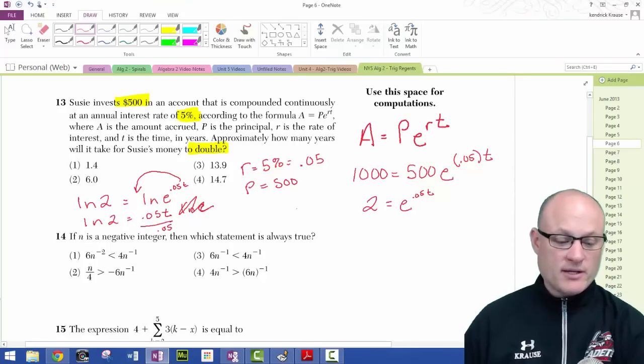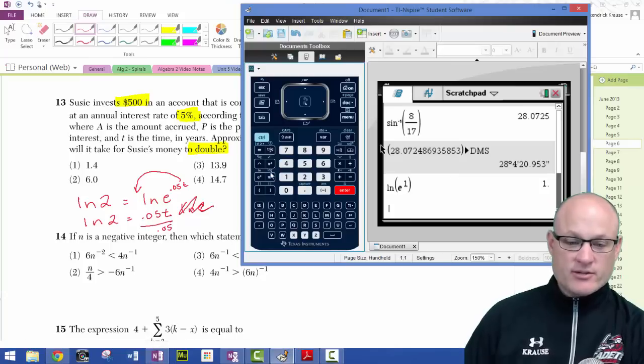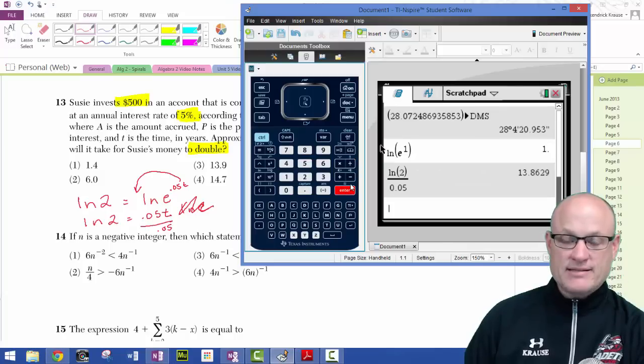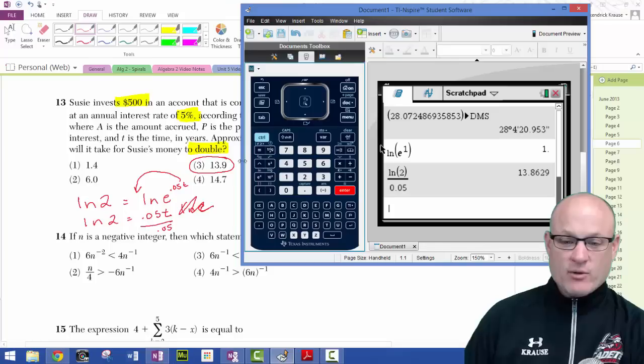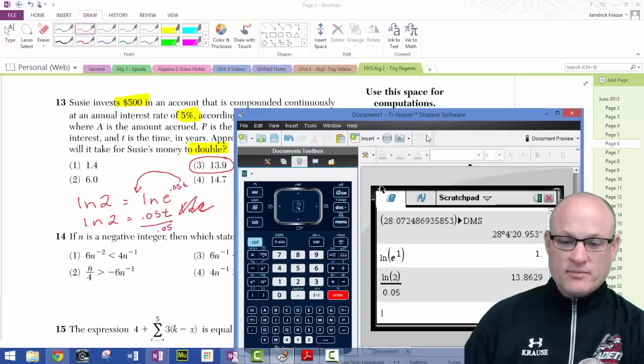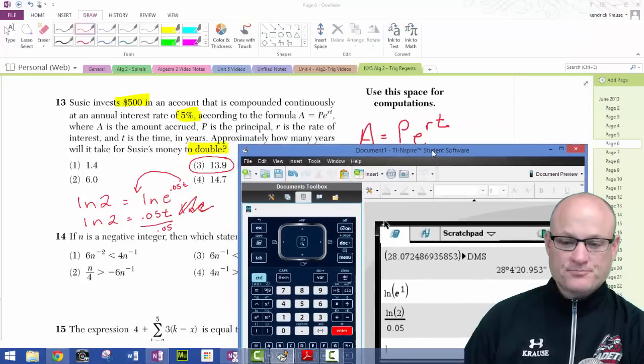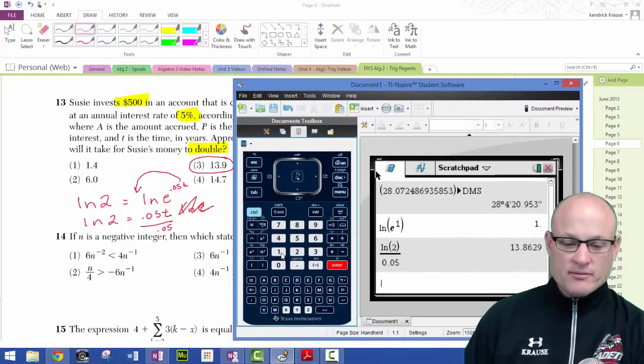And if I go back to my calculator and I take the natural log of 2 and I divide by 0.05, I get 13.86 something. I'm looking at my answers. 13.9 looks pretty good. I want to check it. I want to make sure I'm right. Very simple to check. We'll just type it in.